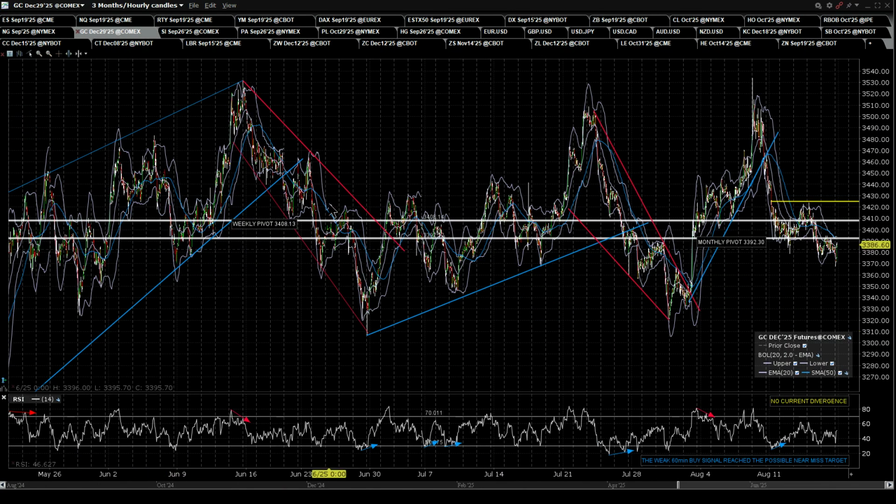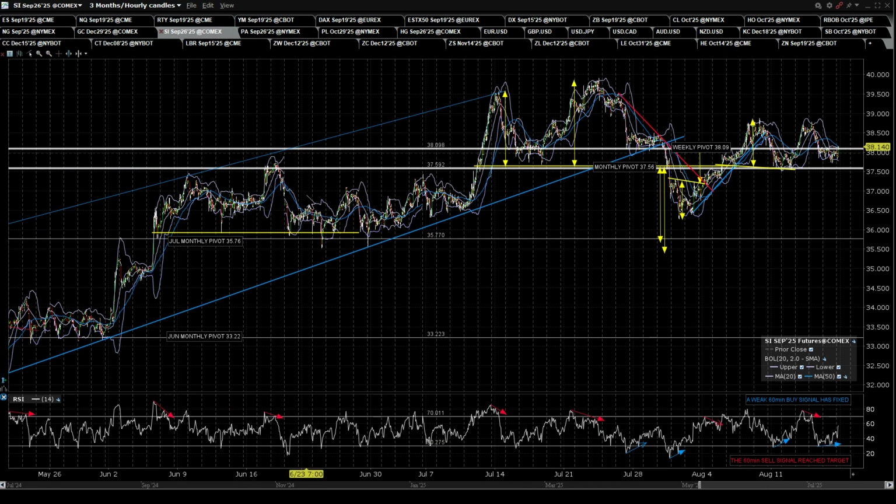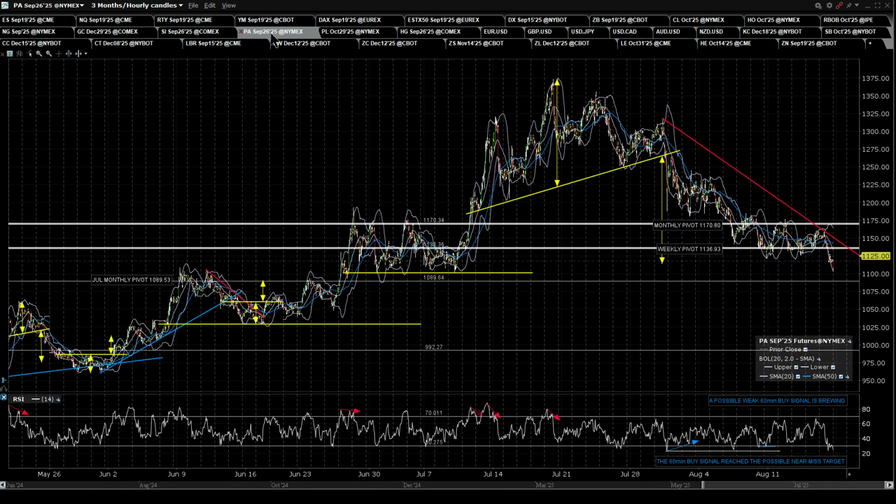Now, GC, we've been consolidating here, possible double bottom here. I'd love to see a move up, and I'd love to see it retest the all-time high. But I've got to be honest, I'm not seeing a big setup for it here. SI, we've been consolidating sideways, possible triangle forming. That would lean bullish. I'd love to again see a retest of this high here. We may get that. It looks more promising for that. We've got a weak 60-minute buy signal fixed, but that wouldn't get us any more than a marginal fraction of that distance.